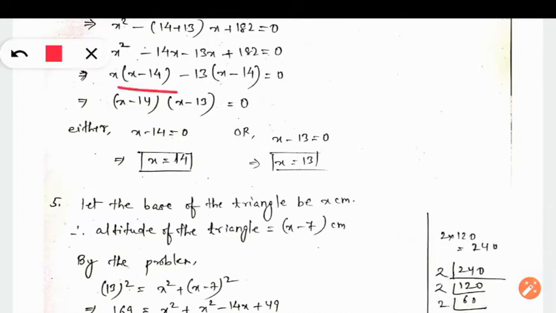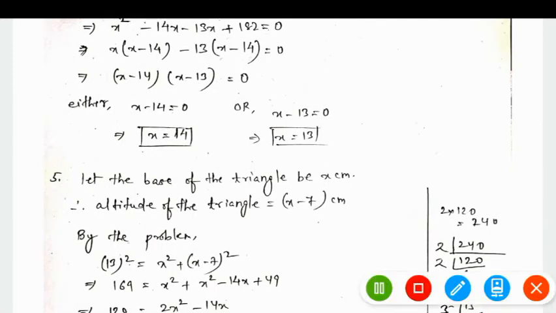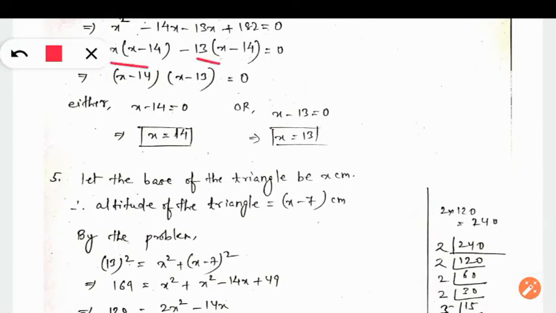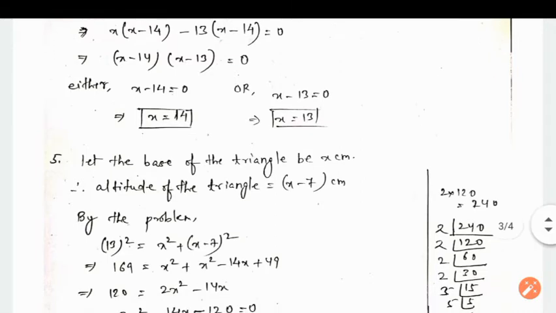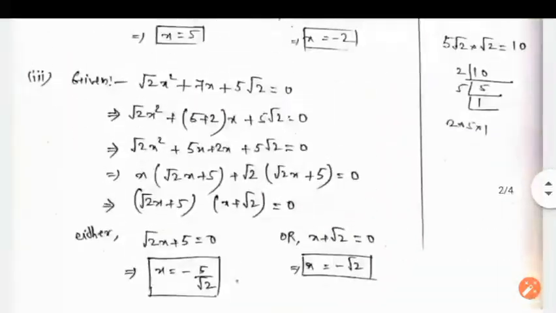Okay, now the two terms in these two brackets, see, they are common, which they must be. So x minus 14 in one bracket, and what is left? x minus 13 in the other bracket. Now do the same thing: either this must be 0 or this must be 0. So x equals 14 and x equals 13. That means one number is 14, another number is 13. By adding we are getting 27. Fine. Let's do the next sum.